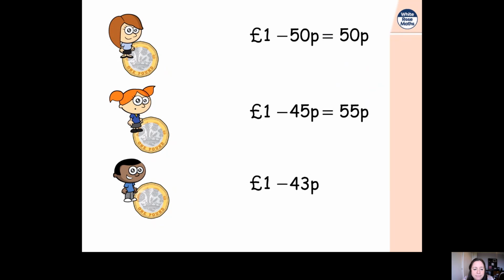What about Mo? He's spending 2 pence less than Alex. So therefore he should receive 2 pence more in change. 57 pence. He was right.